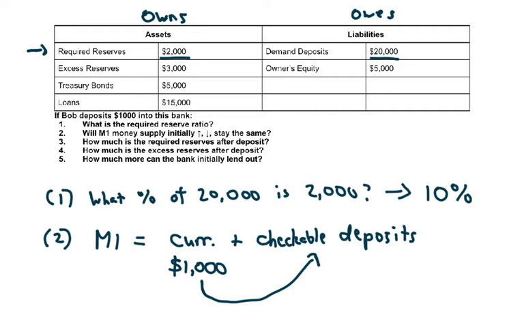That M1 includes both currency and deposits, and so M1, and for that matter M2, would not change. So that's the answer to number 2.